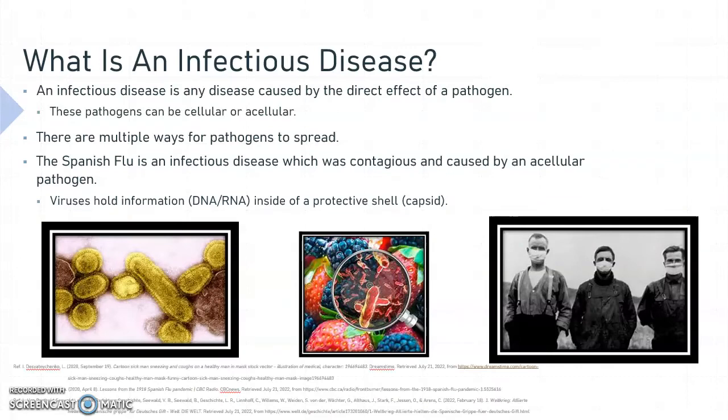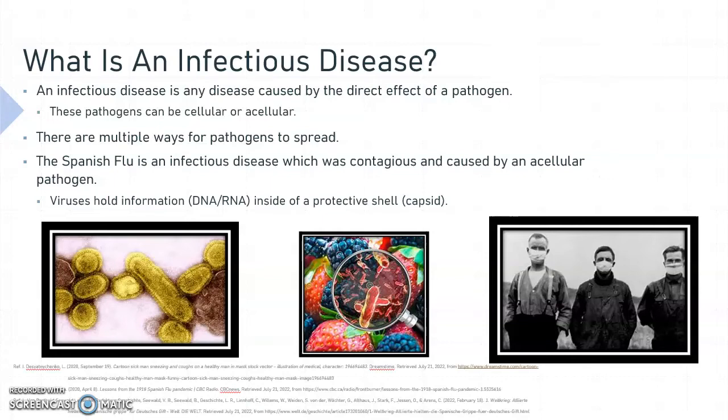What is an infectious disease, you may ask? It is any disease that is caused by the direct effect of a pathogen, and those pathogens can be cellular or acellular. Cellular pathogens are bacteria, parasites, and fungi, while acellular pathogens can be viruses, viroids, and prions. Anyone can catch an infectious disease from other people, contaminated food, water, soil, or bug bites.